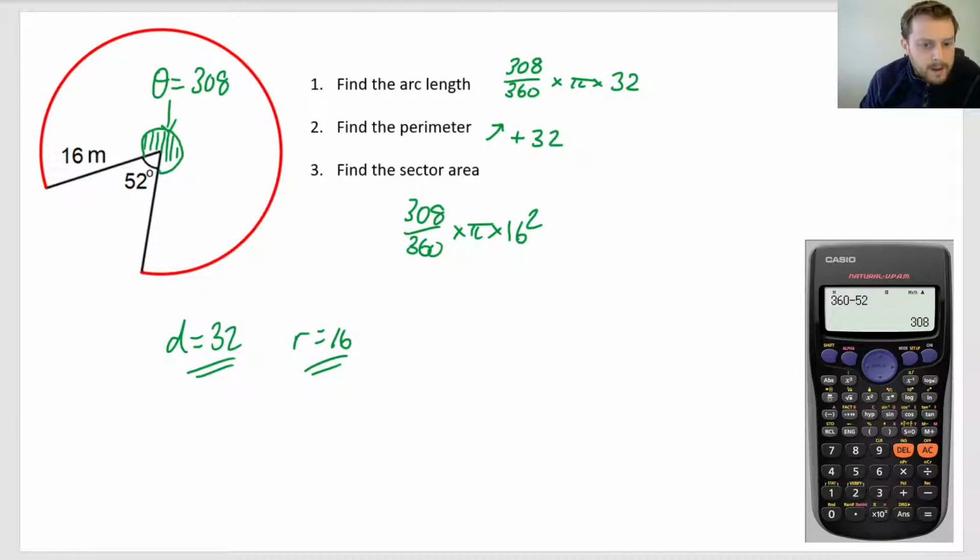Okay. So basically the only difference between this and normal circles is it's a fraction of the circle. That's what a sector is. Any part of the circle is going to be a fraction of it, but a sector is quite a simple fraction of it. It's given by the angle of the sector out of 360.